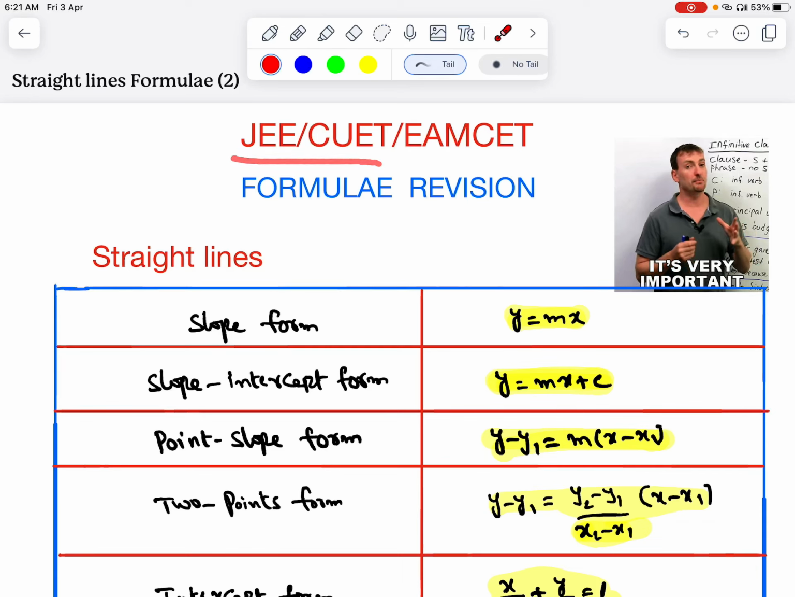So JEE, CUET, EAMCET formula revision. Okay, the first one: straight line.